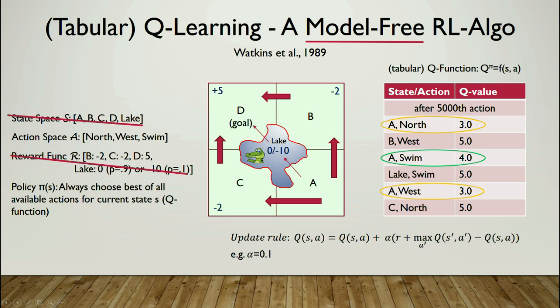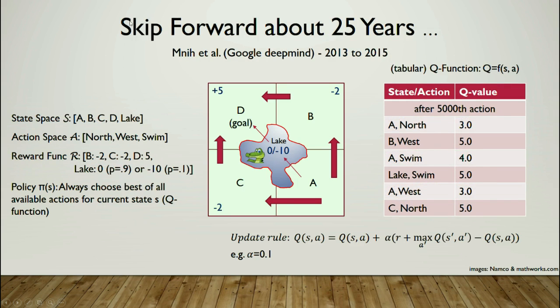Now we're going to skip about 25 years into the future, which brings us from 1989 to the years 2013 to 2015. And in that time period, the Google DeepMind group in London published a couple of papers, I think it was 3, on a new method that they have developed, which they call deep Q network.